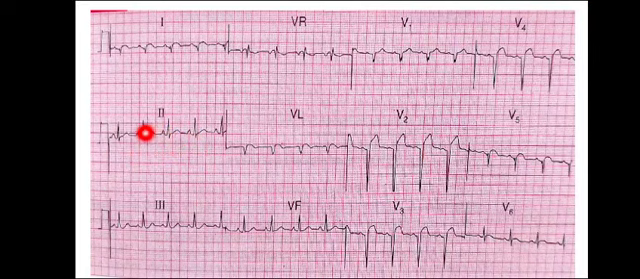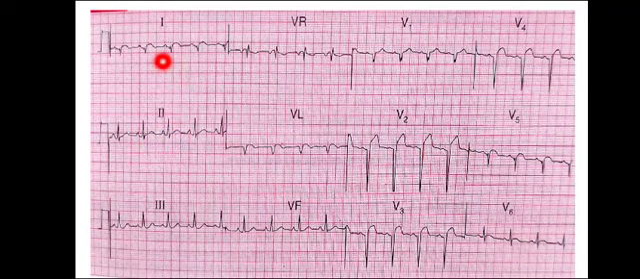After that, we count the number of boxes between the two R waves. These are about two and a half. If this would have been two, then we would have said that the rate is about 150. So here these are two and a half, so we can roughly say that the heart rate is between 100 to 110 per minute.